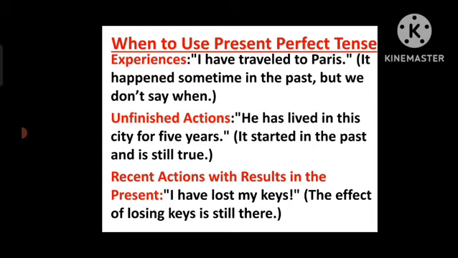Next question is when to use present perfect tense. First is when we talk about experience, like I have traveled to Paris. It happened sometime in the past but we don't say when. Next is unfinished action. He has lived in this city for 5 years. Last one is recent actions with result in the present. Look at some examples. Oh no, I have lost my keys.